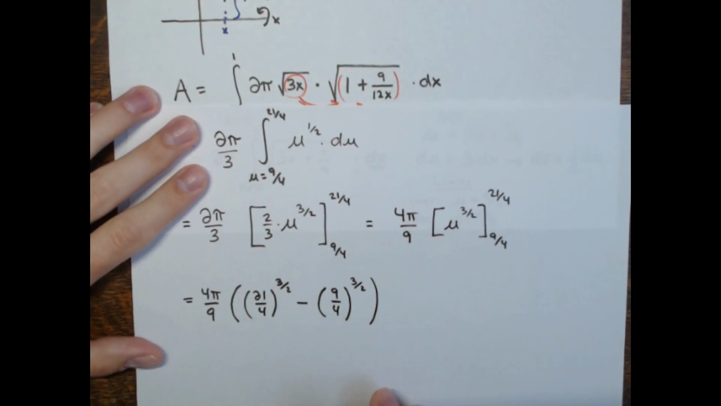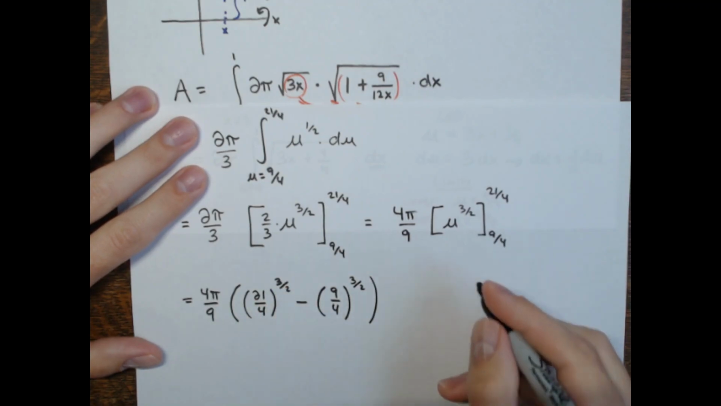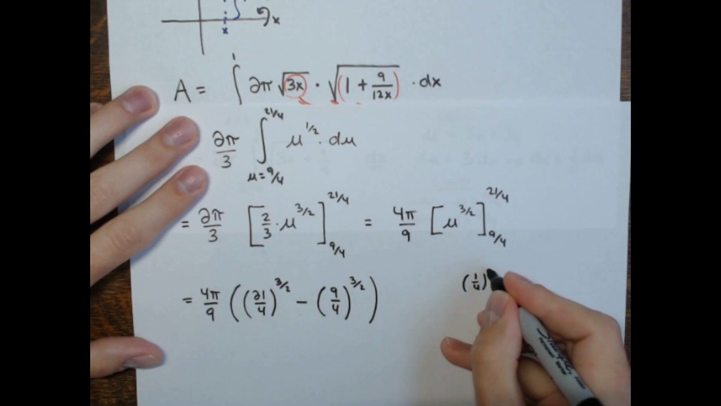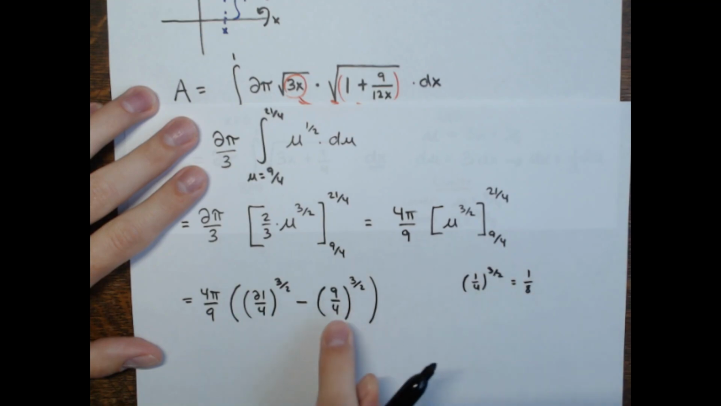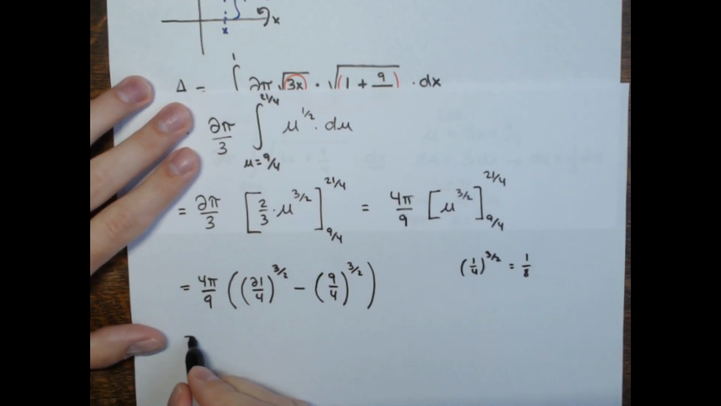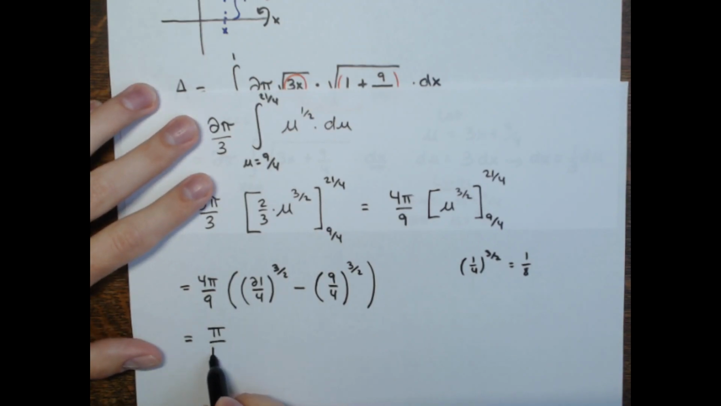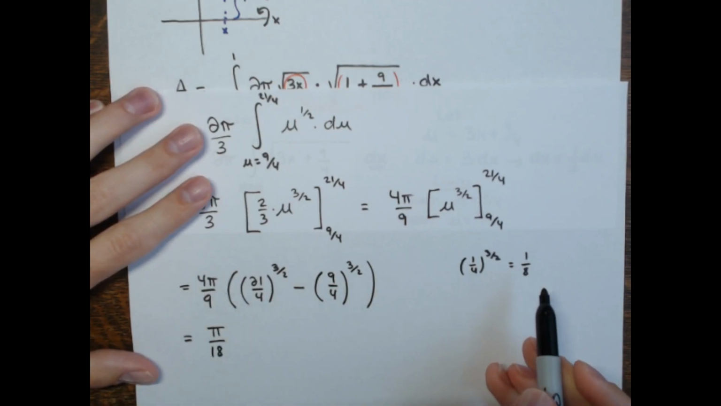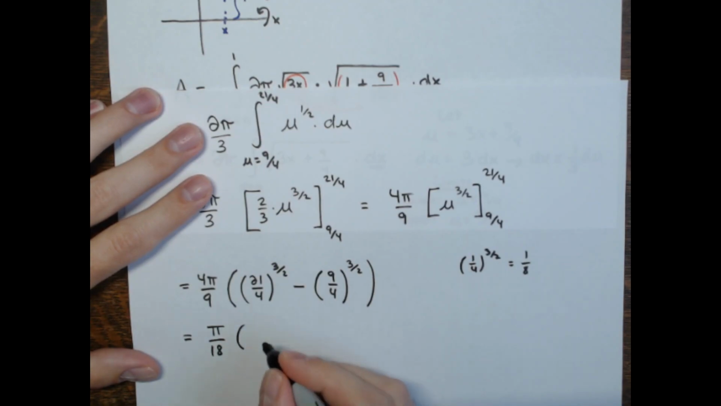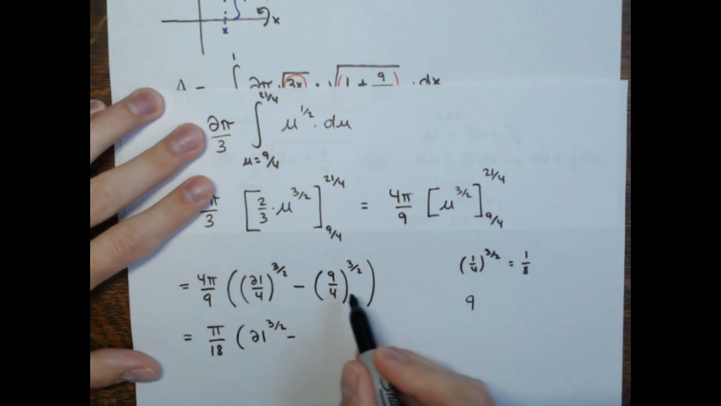Now, notice how both of these have 1/4 to the 3 halves power. Off to the side here, 1/4 to the 3 halves, right? The square root of a fourth is a half, and then that cubed is 1/8. So both of these have a factor of 1/8, so I'm going to pull that out. Now 4 pi over 8 is just pi over 2, so this would be pi over 18. I'm factoring out an eighth. This times an eighth would be pi over 18. Times, and then you just have 21, I pull out the 1 over 4 to the 3 halves. 21 to the 3 halves minus, and then 9 to the 3 halves would be left over here.